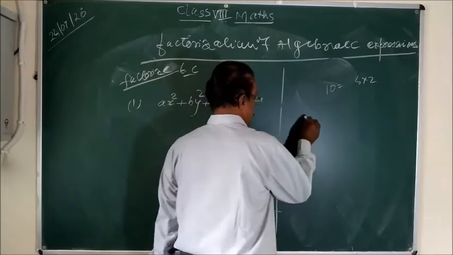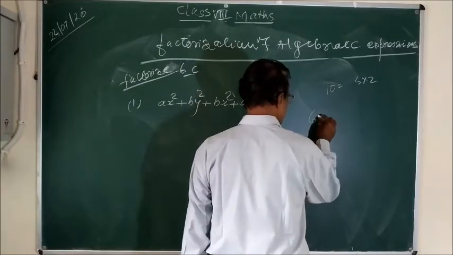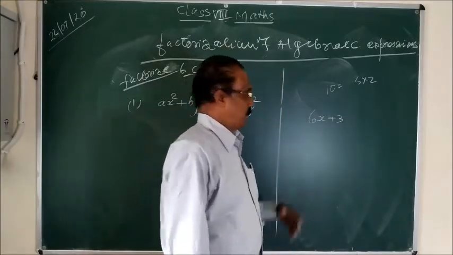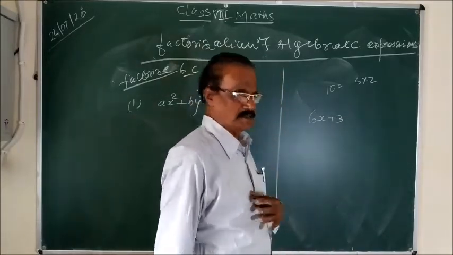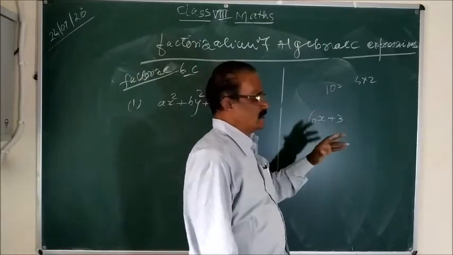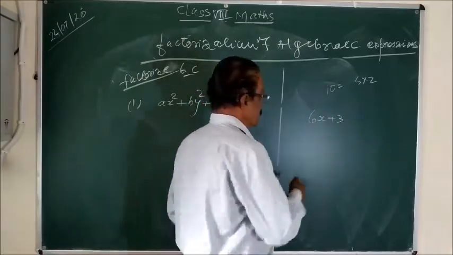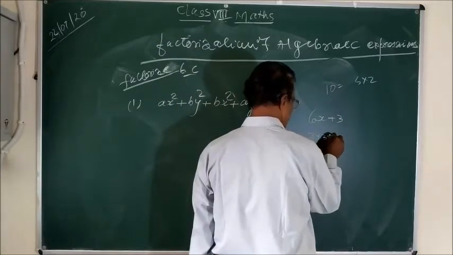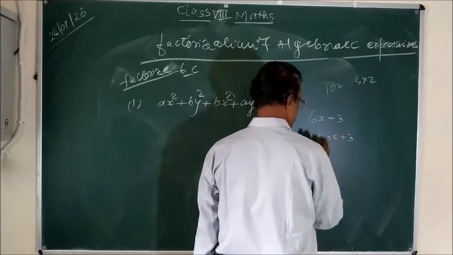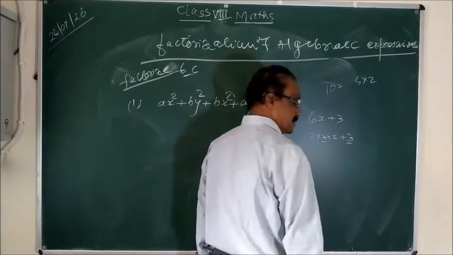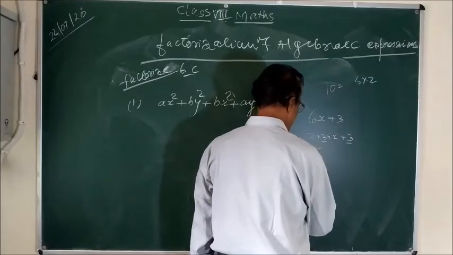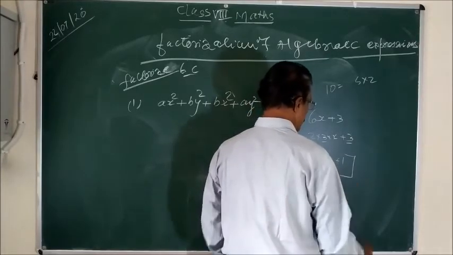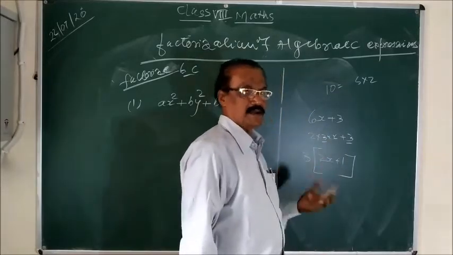Suppose I want to re-explain 6x plus 3. This is a binomial. Suppose you have to factorize it, so you have to write it in the form of a product. Now you see the factors of 6x, say 2 into 3 into x, and this is already 3. Now you see common. What is common? 3. So here you have 3 into 2x plus 1. These are the factors of this given polynomial.